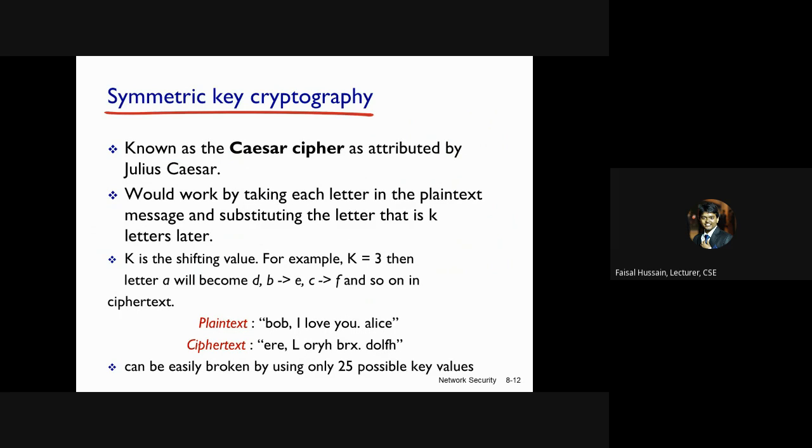The Caesar cipher came from a person called Julius Caesar. We will not go into history. If you want to know the history, you can look for it on YouTube, where you can also learn different interesting history. This works by taking each letter in the plain text message and substituting the letter that is k letters later. So what is the idea? Let us see from the example.